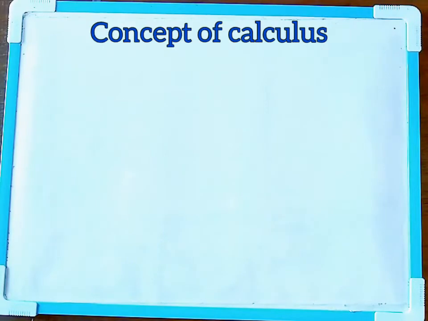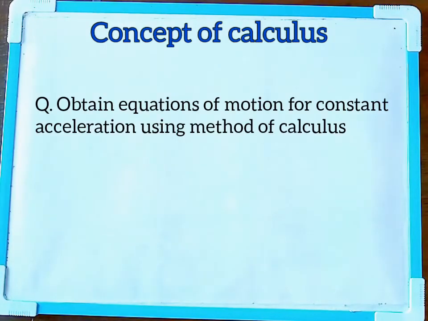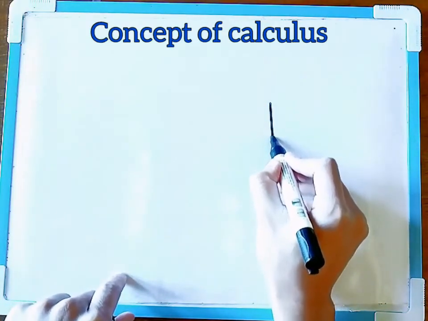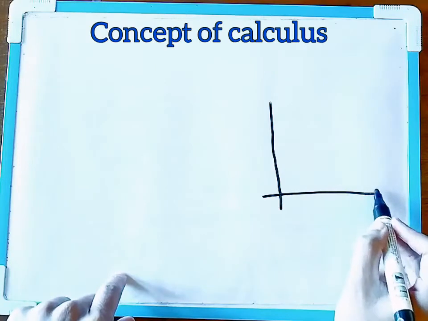Okay, so now let us use the method of calculus to find the equations of motion for a uniformly accelerated motion. Since it is an accelerated motion, the motion is non-uniform. Don't be confused between non-uniform motion and uniformly accelerated motion. If there's acceleration, then the motion is non-uniform. But if the change in velocity in each interval is the same, then it is called a uniformly accelerated motion. And we have done this uniformly accelerated motion before.